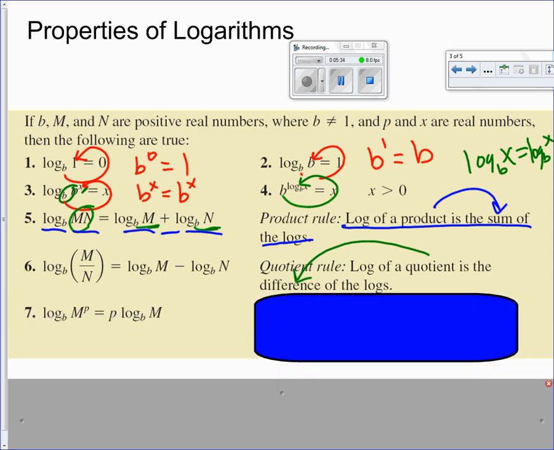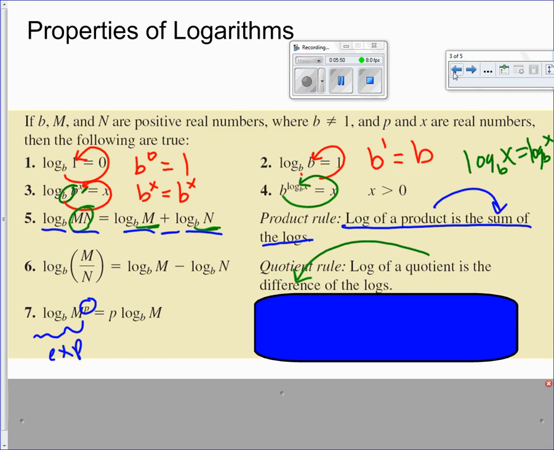The last property is your power rule. So I have a log raised to some power. Remember, a logarithm is an exponent. So I have an exponent raised to some power. So it's really a power of a power.